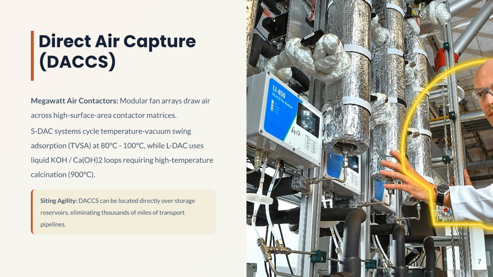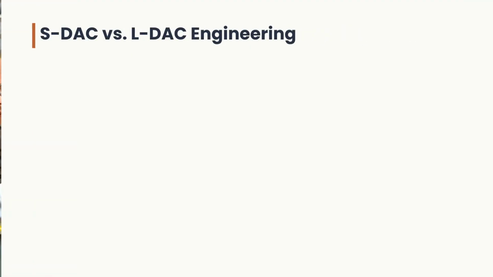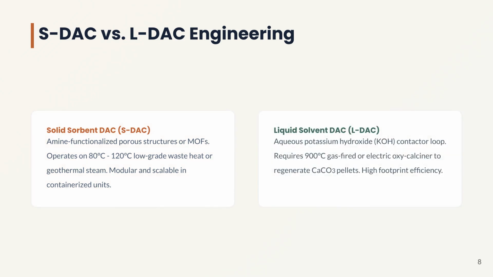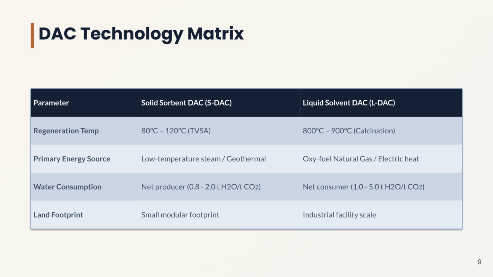Direct air capture systems utilize modular fan arrays to move air across contactors. A key advantage is "siting agility," as these facilities can be placed directly over storage sites to avoid complex transport. Engineering approaches differ between solid sorbent and liquid solvent DACCS. Solid systems typically use low-grade waste heat, while liquid systems require high-temperature processes for regeneration. This matrix compares key parameters for these DACCS technologies, including regeneration temperatures, primary energy sources, water consumption, and land footprint requirements.